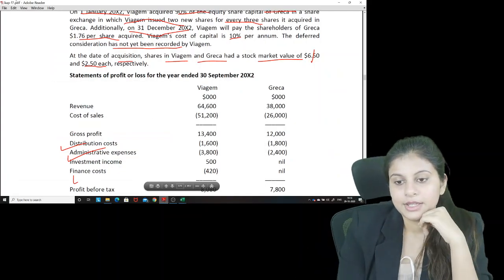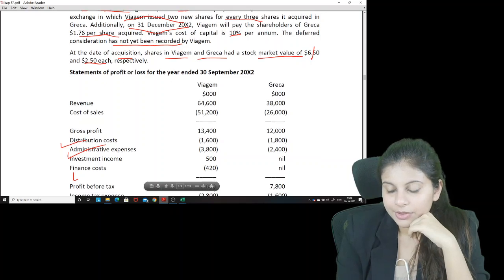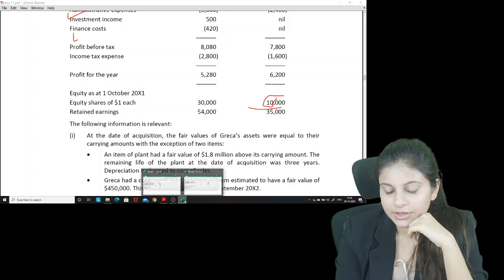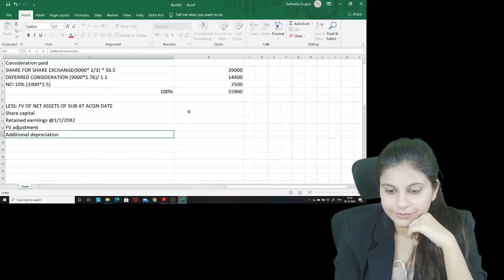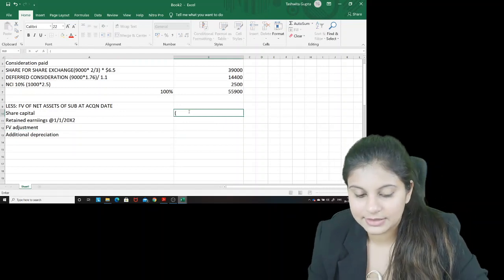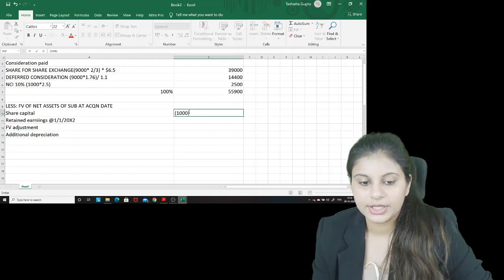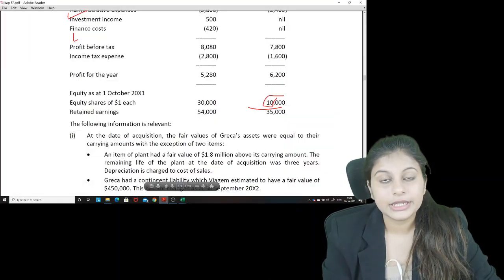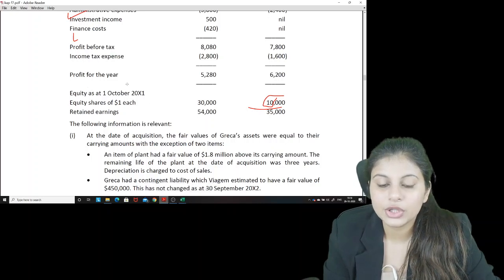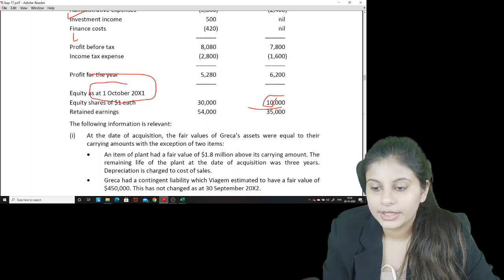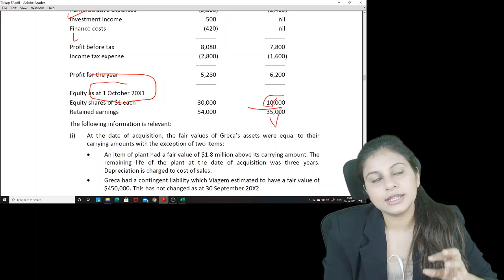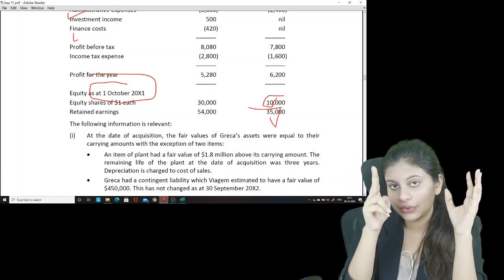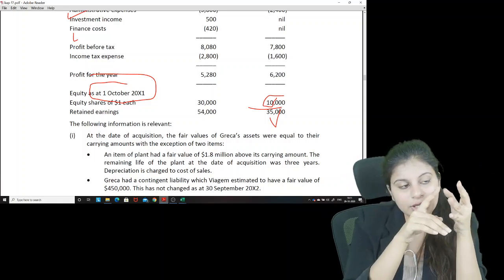Okay, so they have given you the share capital of the subsidiary. The share capital is 10,000. So let us write there 10,000 share capital in brackets because it is less the fair value, right? Then retained earnings at acquisition. What retained earnings are we given? We are given retained earnings on the opening date at the start of the year. That is 35,000. Then the year started at 1st October 2001. Acquisition is happening on 1st January 2002. So there are 3 months, October, November, December.